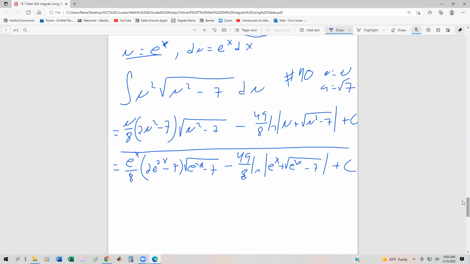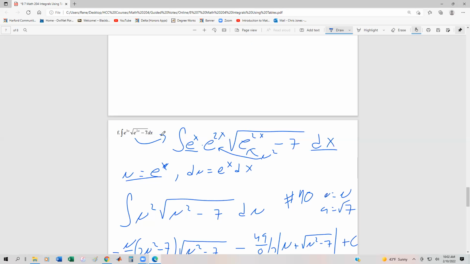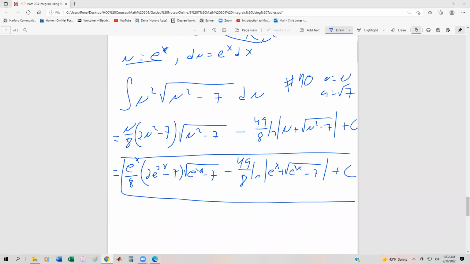Now this is really ugly. So let's see, if for some reason we were to plug this into Wolfram Alpha. Remember, the original integral didn't look too bad. Remember our original integral for this was e to the 3x square root e to the 2x minus 7. So if I throw that into Wolfram Alpha, let's see what happens.